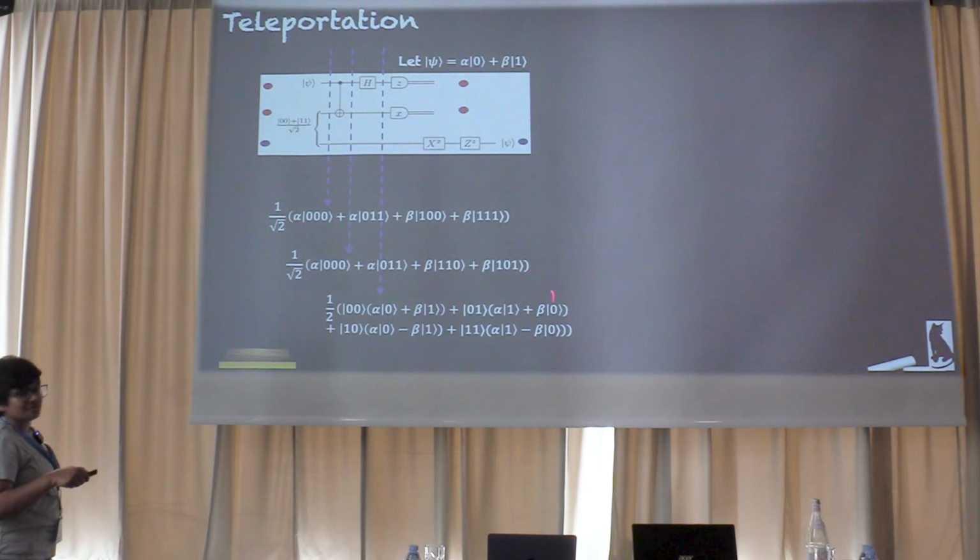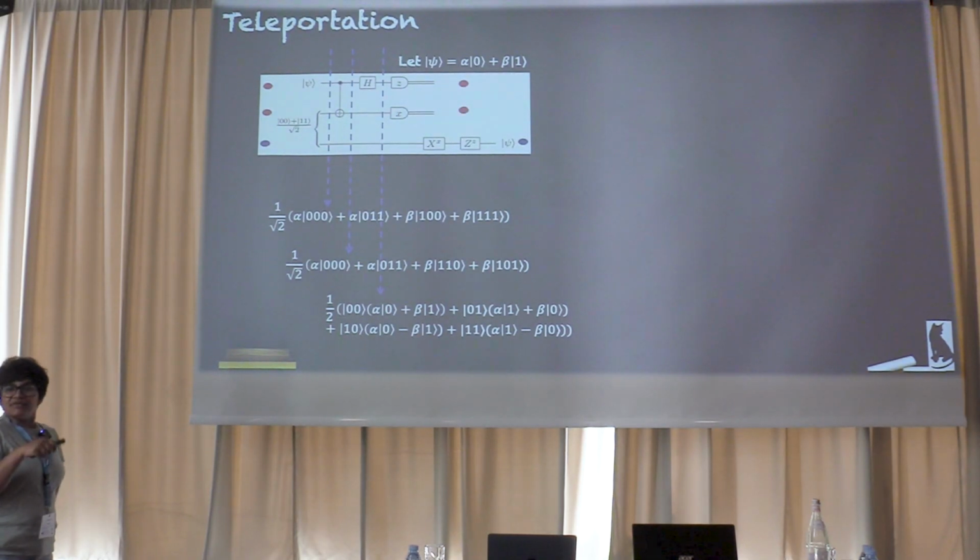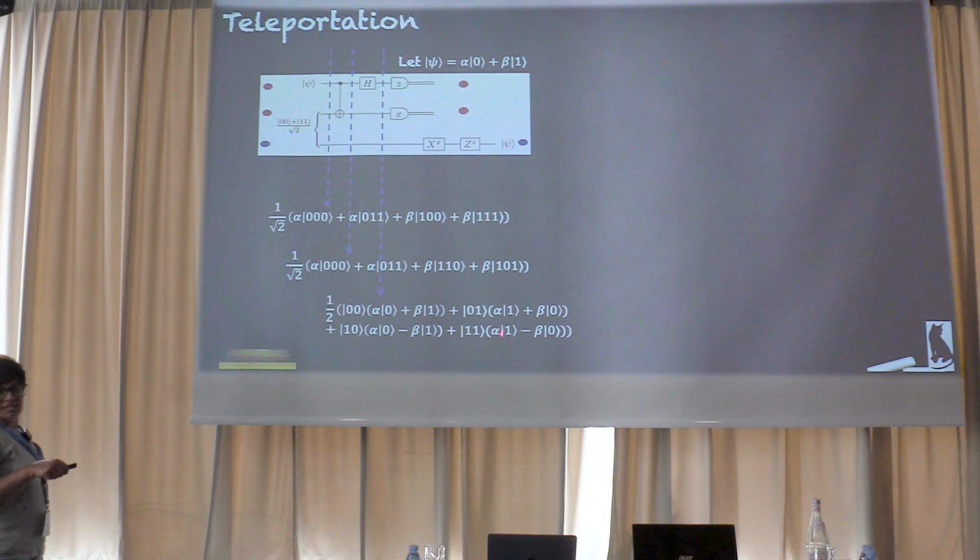Remember, x was just flipping the values. These are not the same states, right? You see? Yeah? And if Alice were to measure and get this outcome, then Bob knows that what he has got is z times psi. And if Alice were to measure and get this outcome, then Bob knows that the state that he has got is x times z times psi. So it kind of understands that, depending on what Alice gets, it knows how to go back from whatever state it has to psi. You see what is kind of happening?